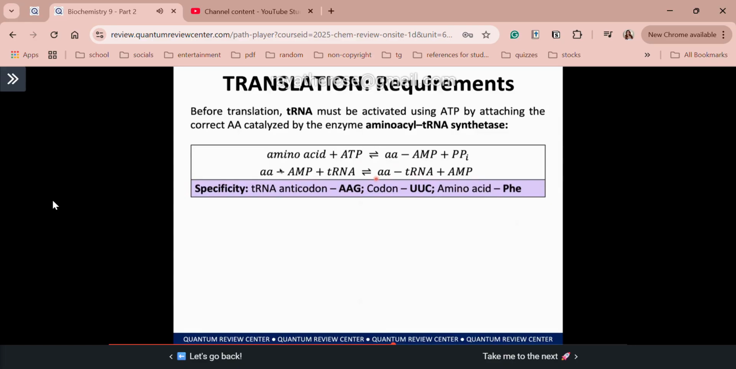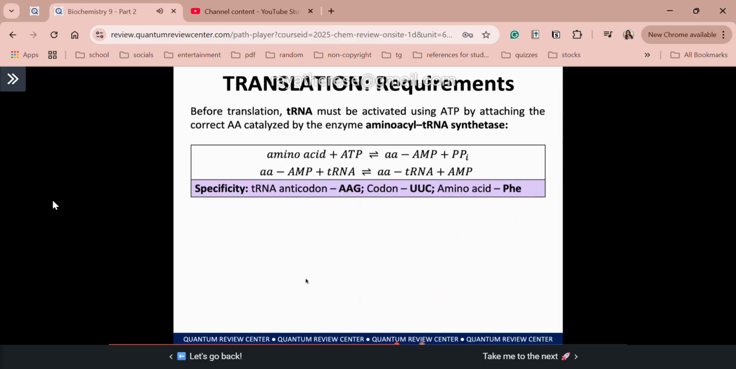Alright, so class, again, very specific is your tRNA anticodon and mRNA codon base pairing. For instance, we have your 3' AAG to 5' anticodon. Again, the anticodon and the codon should be complementary. And thus, the codon specific for this tRNA will be your 5' UUC to 3'. And of course, it codes for your phenylalanine amino acid.